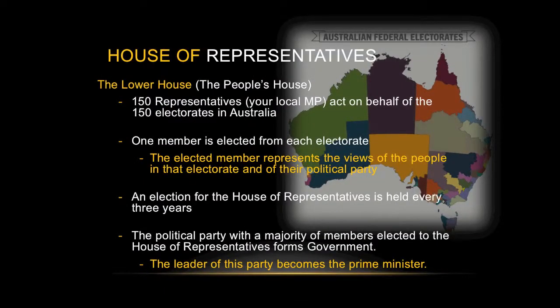In Australia, we have 150 electorates. A member from each electorate represents the people within that electorate and supports their views of their political party. The party with a majority in the House of Representatives forms government. So the function of the House of Representatives is to publicize and scrutinize government administration, represent the people, and control government expenditure.